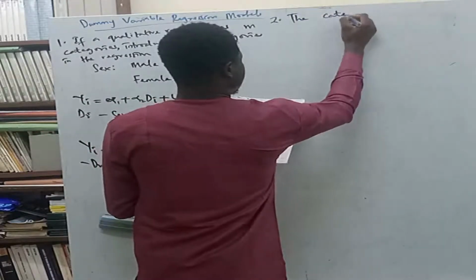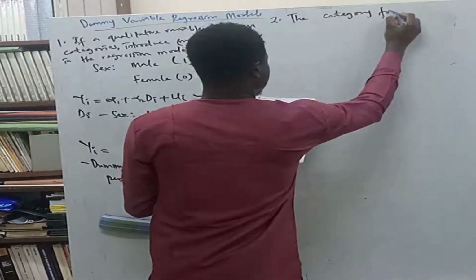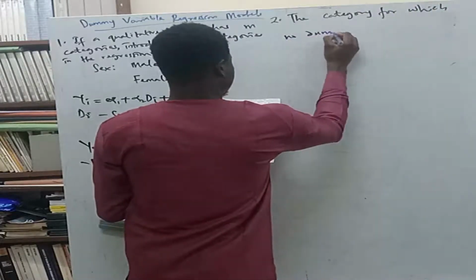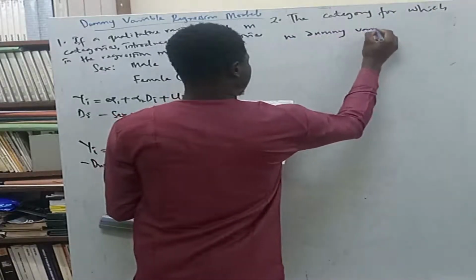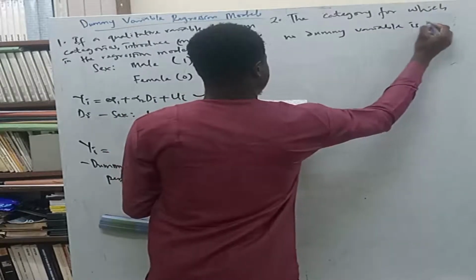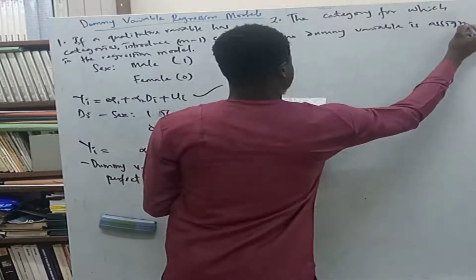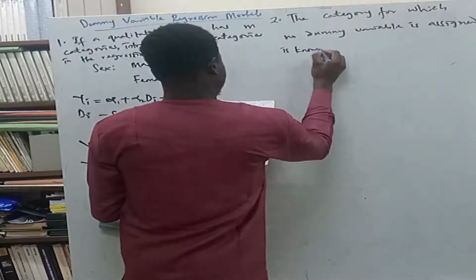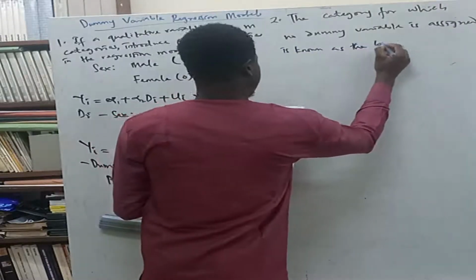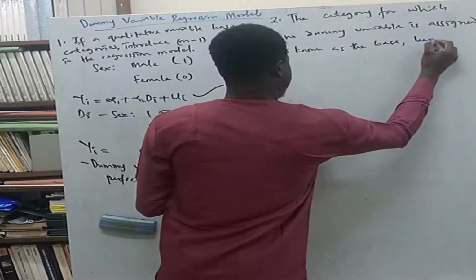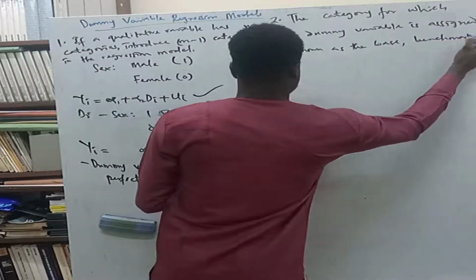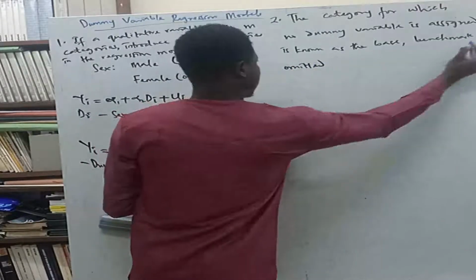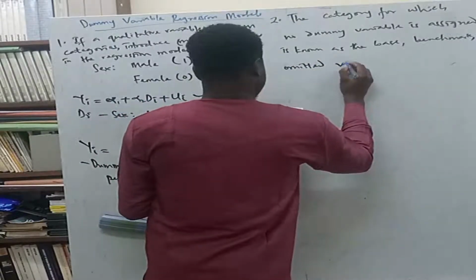The category for which no dummy variable is assigned is known as the base. You can call it the benchmark, and you can call it the omitted category.